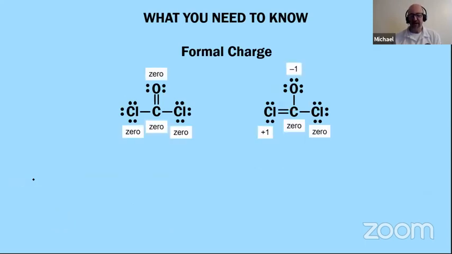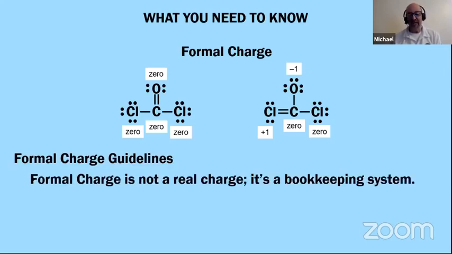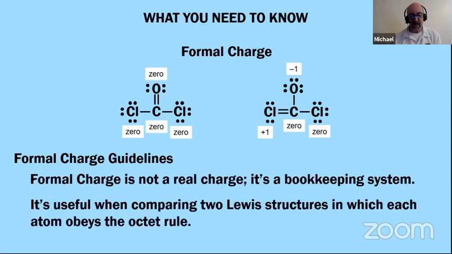So when you analyze these 2 Lewis electron dot structures, now that you know that formal charge can be used to analyze the structure, let me give you some guidelines. First of all, remember that formal charge is a bookkeeping system that will help us analyze Lewis structures. It's useful when comparing 2 different Lewis structures, each of which obeys the octet rule. So if I have a choice between the structure on the left and the structure on the right, if I have to decide which one is more preferred, I'm going to go with the structure on the left, trying to get formal charges of 0 and still obeying the octet rule. That's what I'm focusing on right now.